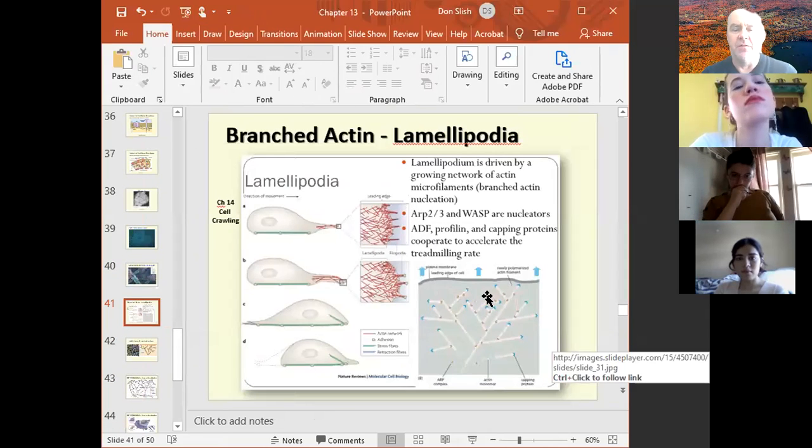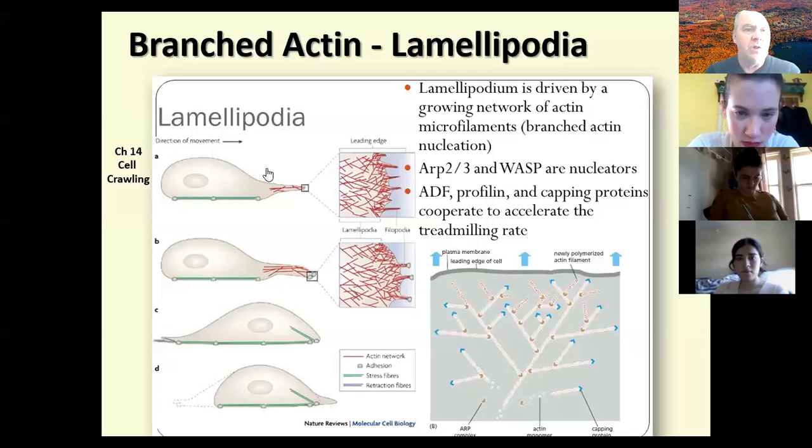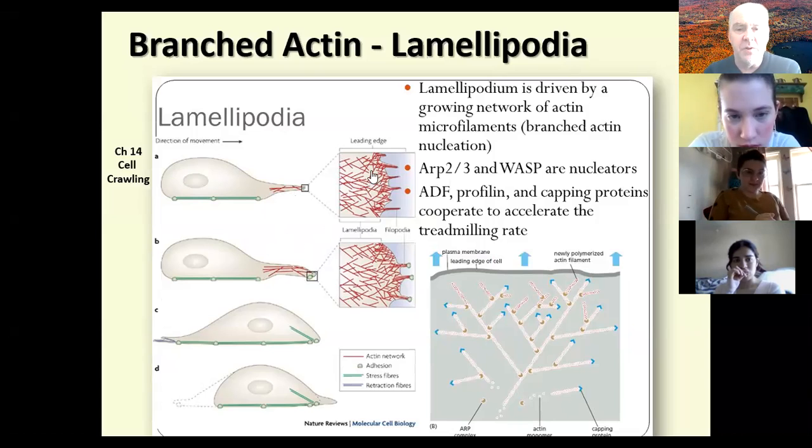Okay, branch networks are found in the lamellipodium. So this is a crawling cell. We'll talk about this in the next chapter, but the cell here reaches out with this foot. That's the lamellipodium. And you can see it's a branch network of microfilaments in that lamellipodium. Here's from a different angle.